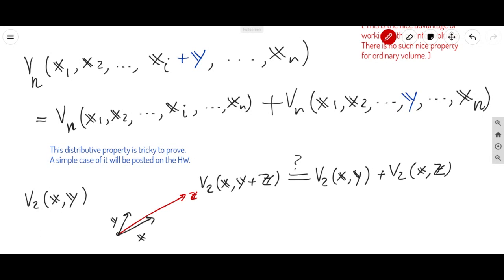You'll have to look at the area that is determined, the parallelogram that is determined by x and y. So this is the parallelogram that's determined by x and y. You have this parallelogram over here. And now you need the parallelogram that is determined by x and z. So this is the parallelogram that is determined by x and z. And you're somehow saying that if you take these two parallelograms and you add them together, that would be the same thing as if you were to replace y by y plus z.